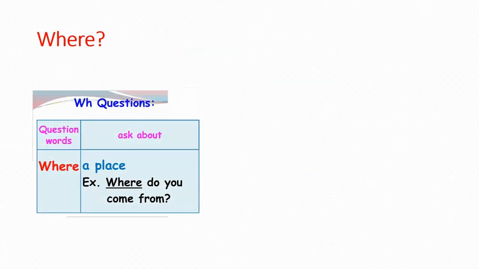First word is where. We use the word where to ask about a place. For example, where do you come from? So your answer should be a place. Okay, let's go for more examples. Where is your classroom? Somebody may ask this question to know about the place where your classroom is.